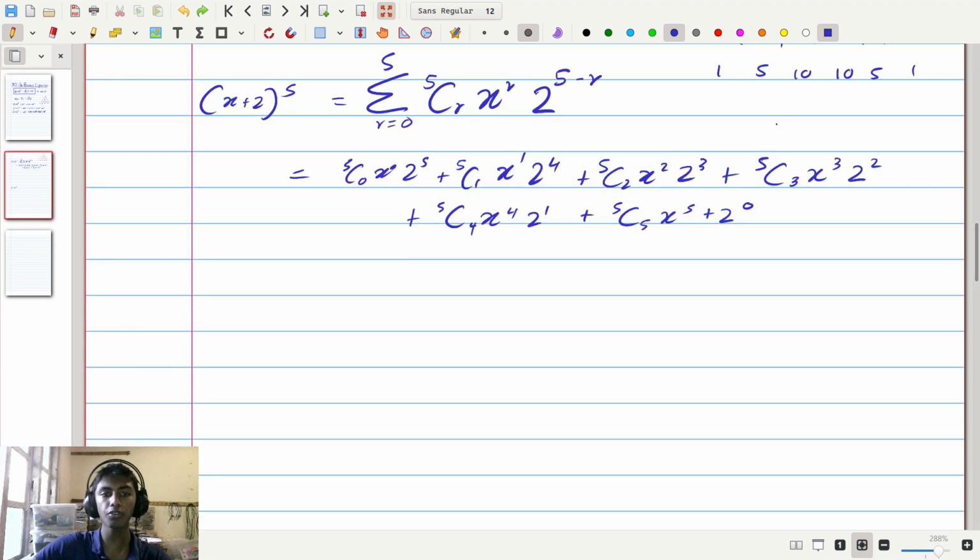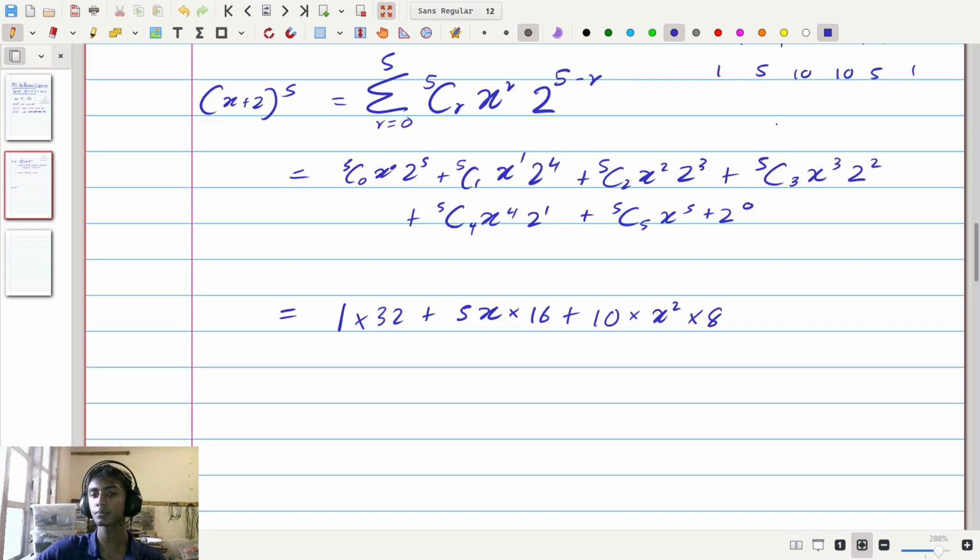So if we write those down, we can see that our numbers here are going to be 1 times x to the power of 0, which is 1, times 2 to the power of 5, which is 32. So times 32. The next term here is going to be 5 choose 1, which is 5, times x to the power of 1, which is x, times 2 to the power of 4, which is 16. So times 16. The next term after that is going to be 5 choose 2, which is 10, times x to the power of 2, so x squared, times 2 to the power of 3, which is 8.